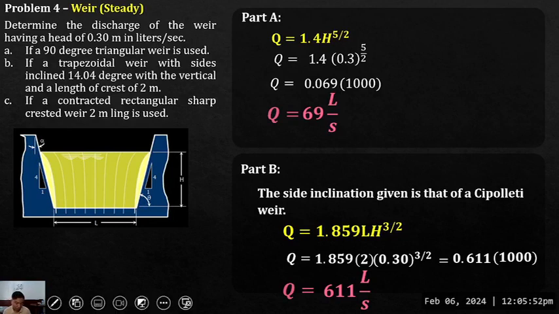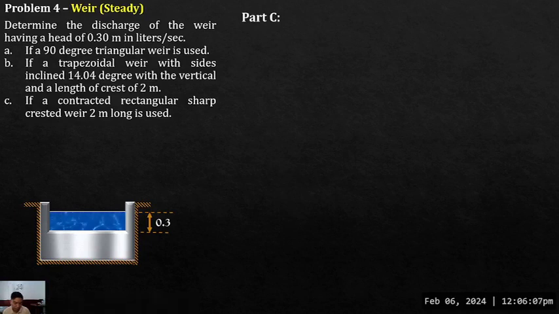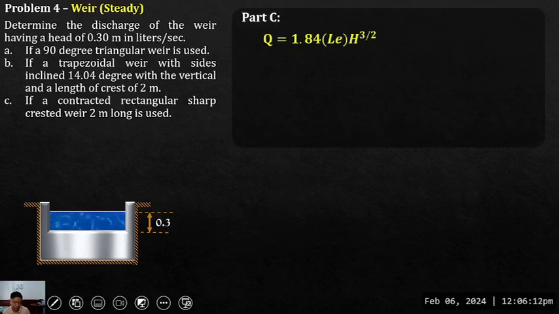Okay. Part C, if a contracted rectangular sharp crested weir 2 meters long is used. So, hindi yan link, that's long. So, ibig sabihin yung clear length ng contracted weir is 2 meters. Okay? So, ito yung formula ng contracted weir. So, ito yung formula ng Q. Francis yung ginamit natin dyan kasi walang binigay na C. So, that's 1.84 LE H raised to 3 halves.